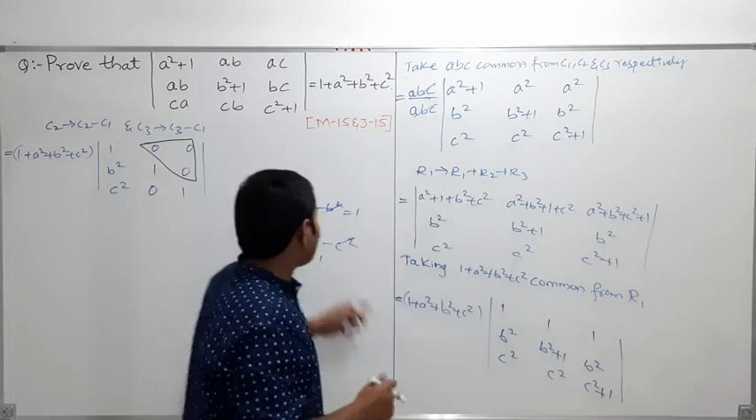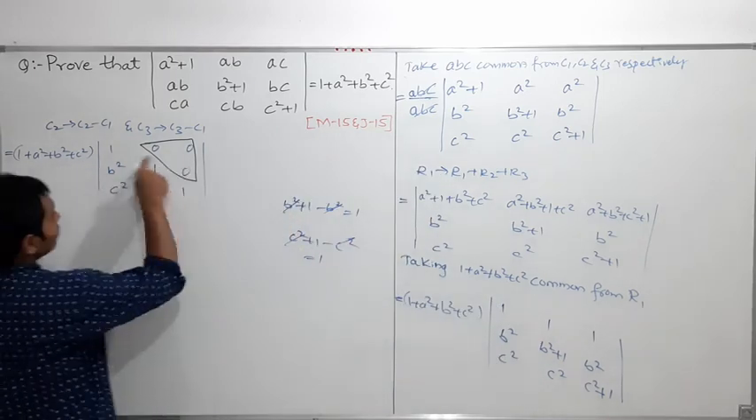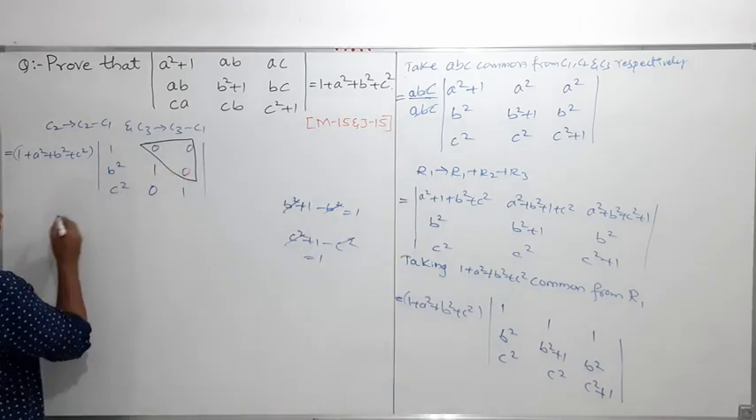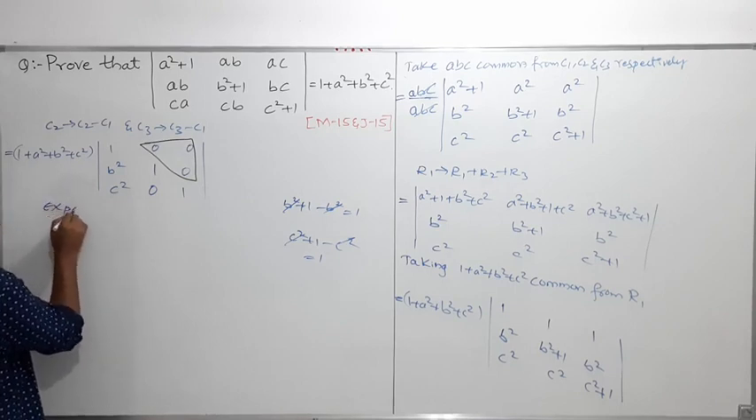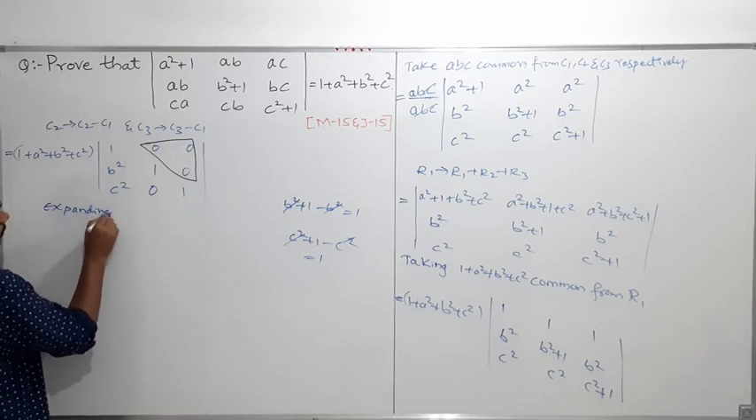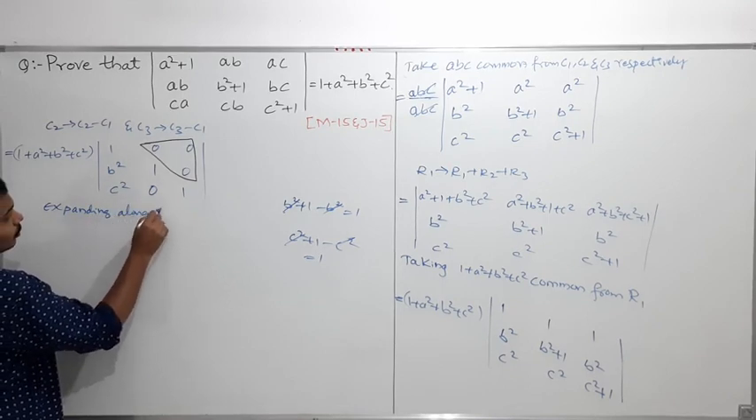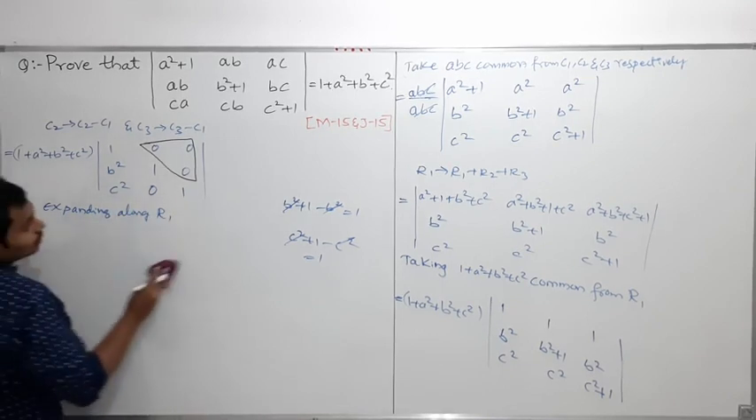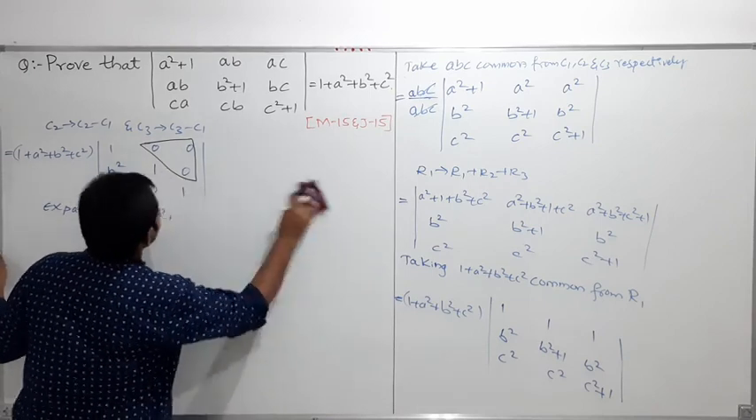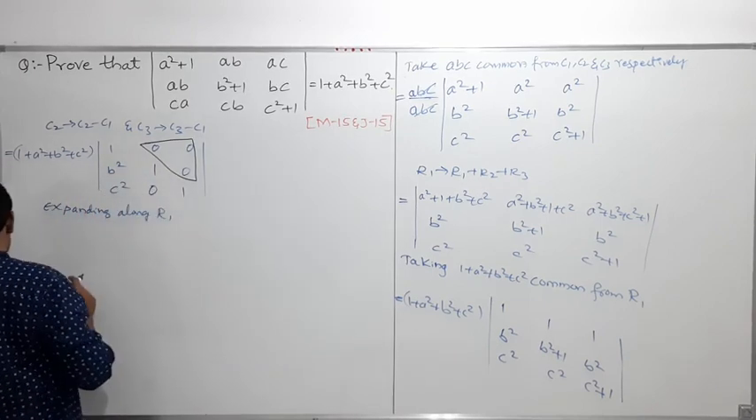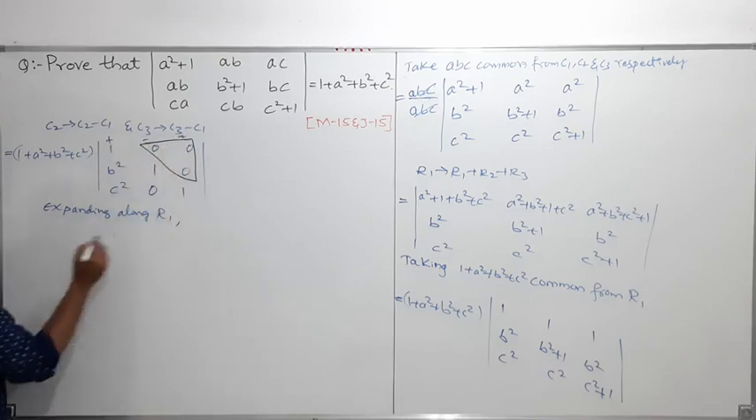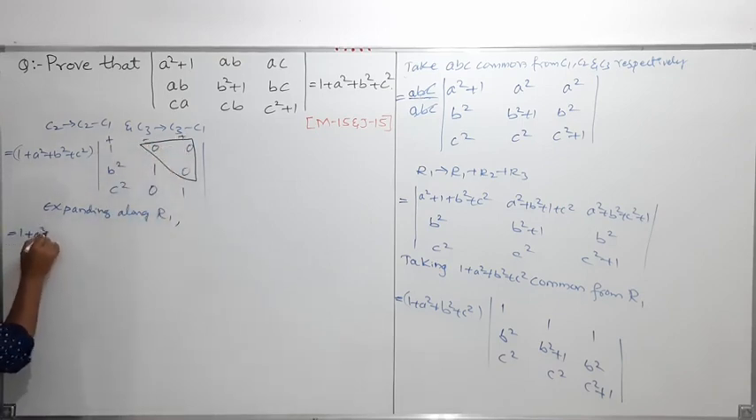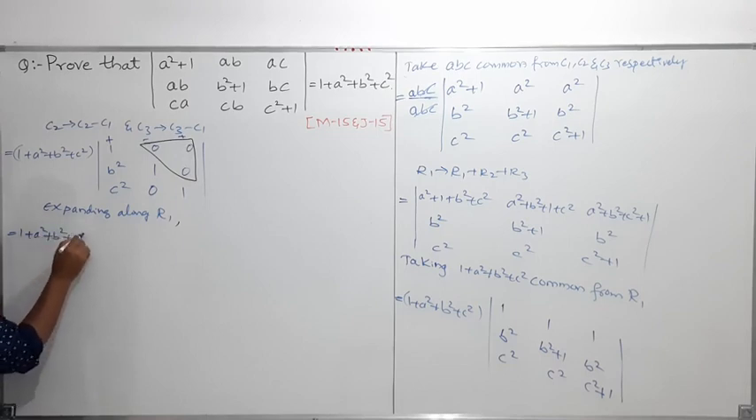So for that reason, I'll expand along row 1. Clear? So now expand along row 1. If I expand along row 1, I should change the sign, so this is plus minus plus. So expanding along row 1, we will get 1 plus a square plus b square plus c square. This value is as it is.